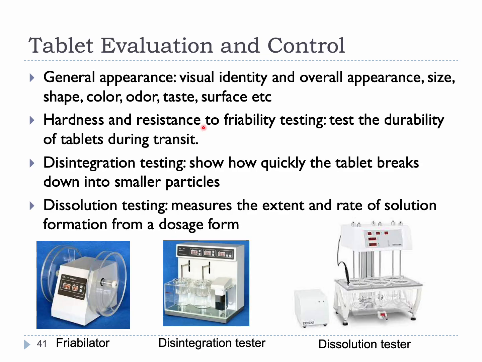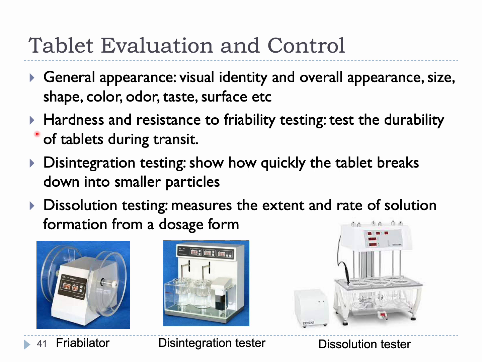In order to evaluate and control the quality of tablets, the USP has different tests on the tablets. First is general appearance. For the general appearance, tablets need to have visual identity and overall appearance: size, shape, color, odor, taste, surface, etc. Everything must be consistent and appropriate with the expected description.